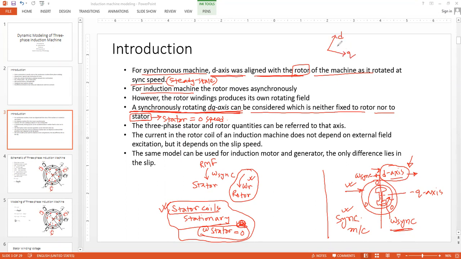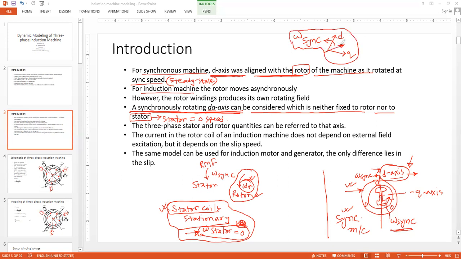which is running at synchronous speed, but we cannot set it to the stator because the stator is stationary. We cannot set it to the rotor because the rotor is not running at synchronous speed. It is running at omega r. So we have no other way but to choose a different set of axes which is running at synchronous speed. Everything I am saying will be clearer in the next diagram.